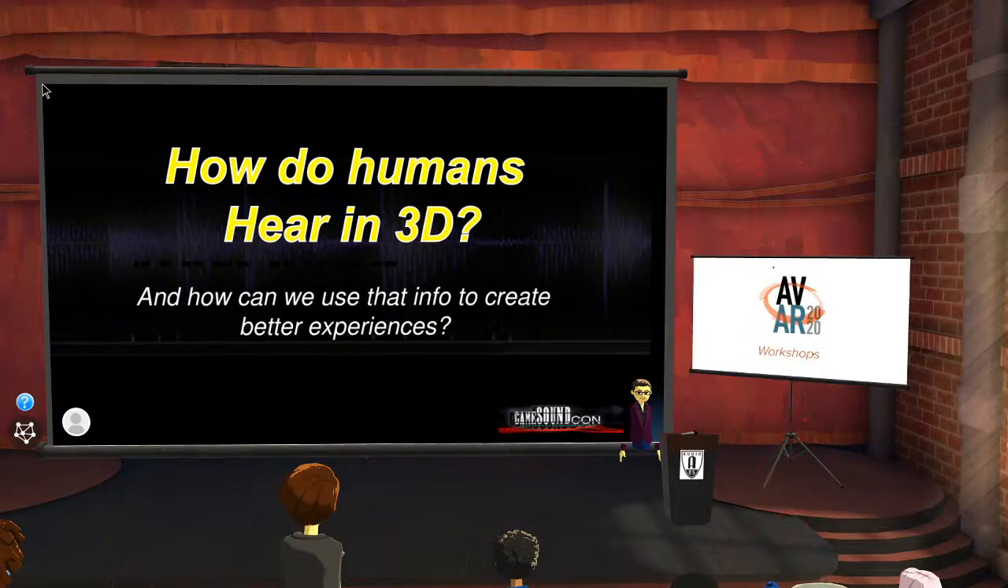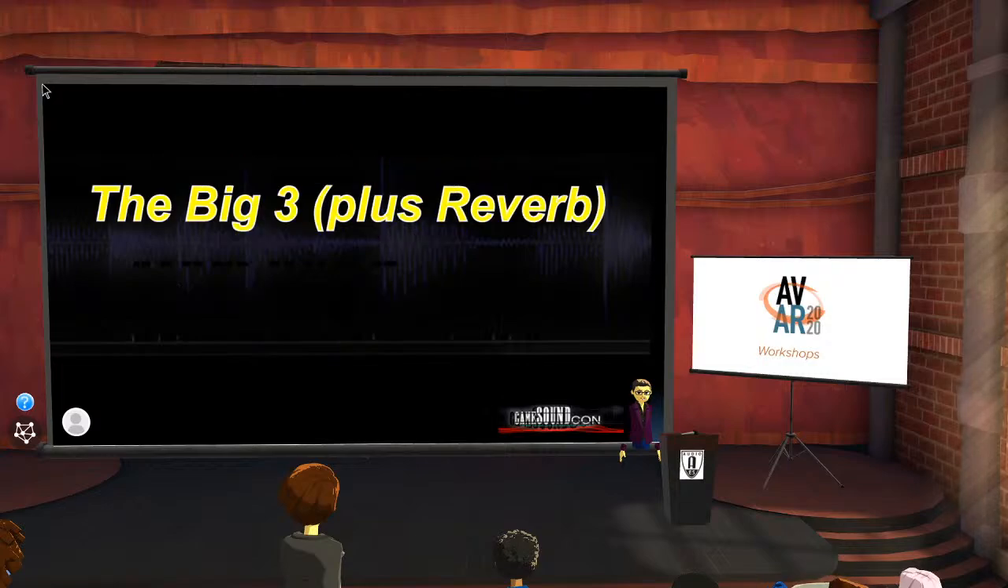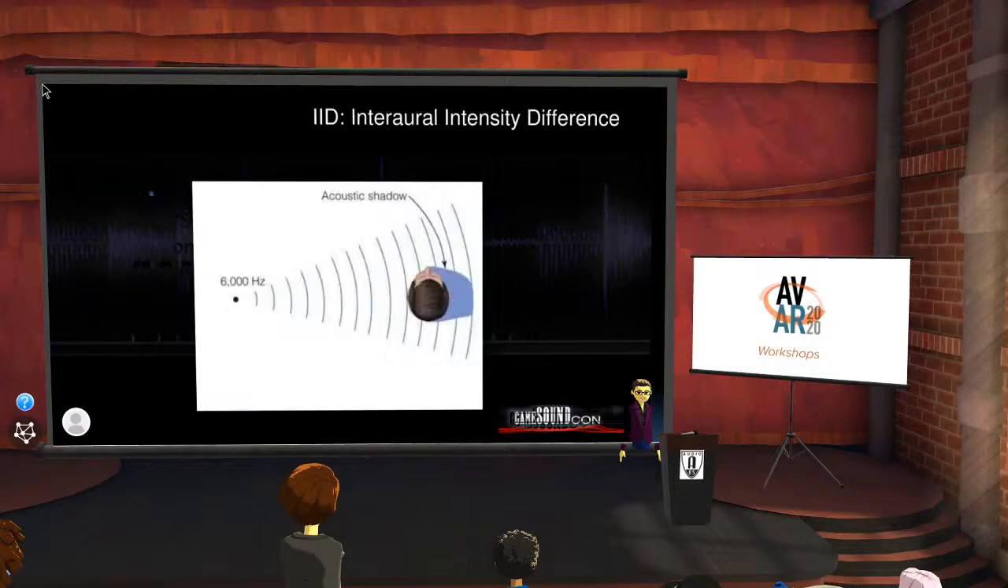So, how do we hear in 3D space? I like to call it the big 3 plus 1, big 3 plus reverb. Obviously, we have an IID, intensity difference, sometimes called the ILD. This goes all the way back to Lord Rayleigh, near the end of the 19th century.